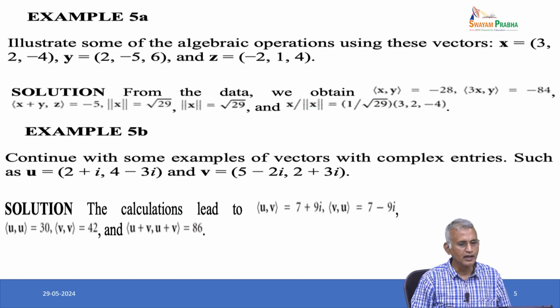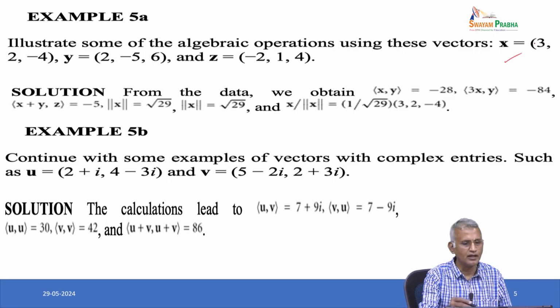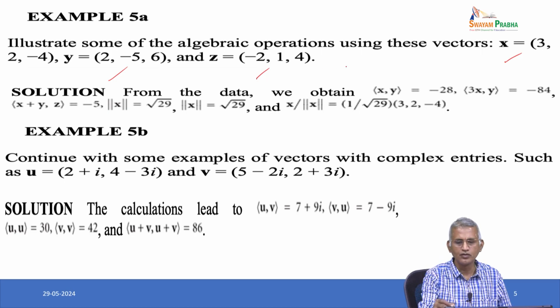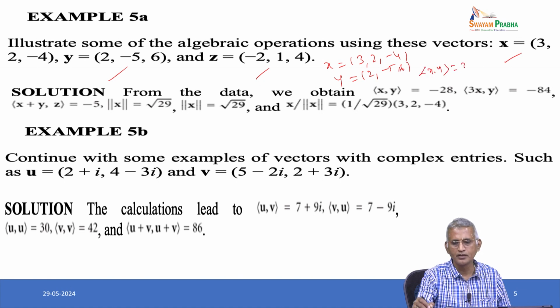Next example illustrates some of the algebraic operations using the vectors x, y and z, the three vectors. Now, let us start with solving the problem of the inner product of x comma y. So x equals 3, 2, minus 4 and y equals 2, minus 5, 6, and then the inner product x comma y is 3 into 2 plus 2 into minus 5 plus minus 4 into 6. So the resultant will be minus 28.